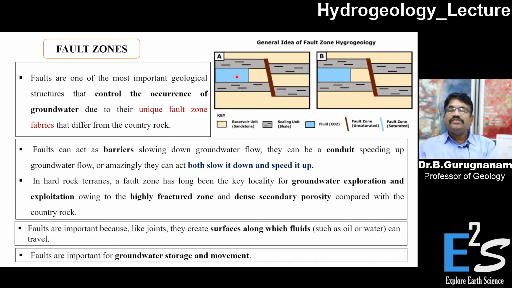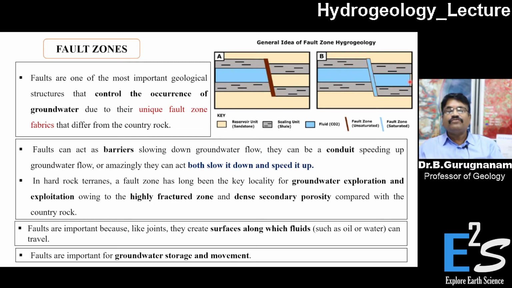How does a fault zone act? You see the movement of water coming, and then it is filled here, and then the movement goes here. Look at this very interesting animated movie. After that, it fills the total area, and only afterwards will it move down. This is the footwall, this is the hanging wall.